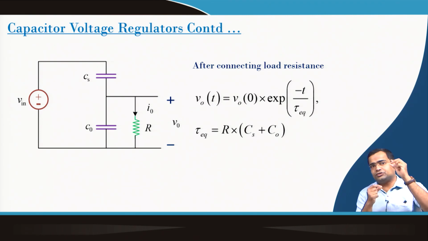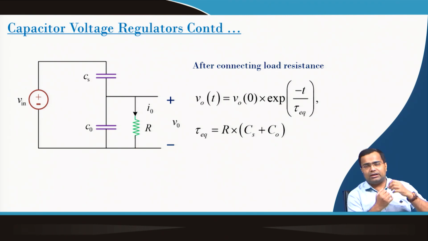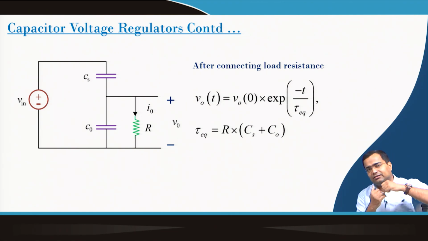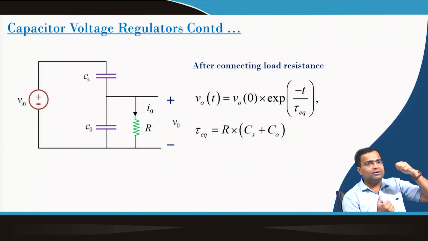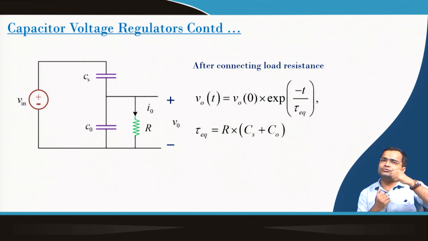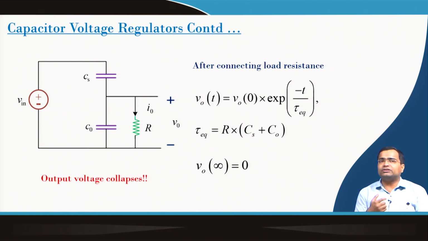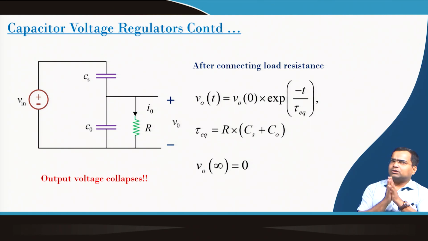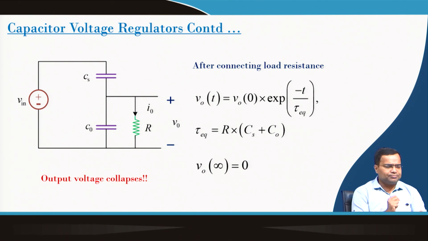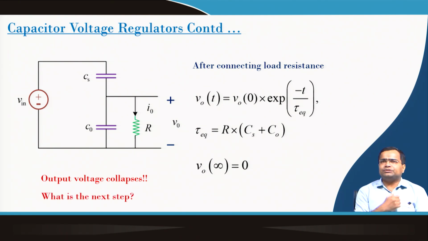The source capacitance, because it is getting more and more charge, the voltage across the source capacitor will grow up, whereas the voltage across the load capacitance will come down, and ultimately the voltage will become 0 at steady state. So, the voltage will collapse. So, such a circuit cannot be used as a voltage regulator while considering a load, and of course, it has a line regulation problem. Then what is the next solution?